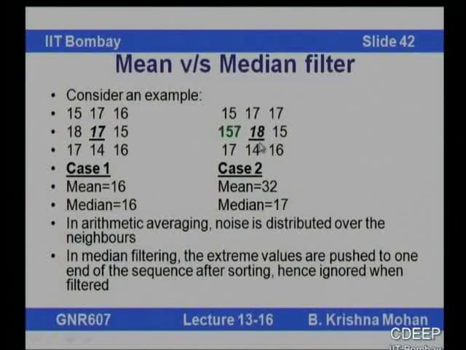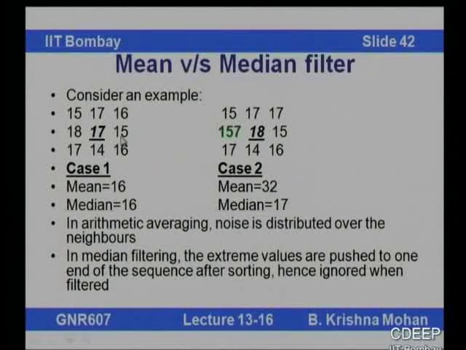Is it clear why median filter can be an advantage? Okay. So, there are situations when median filter can be a very good substitute for mean filter. So, basically during the sorting process, the pixel which is noise gets moved to, suppose all these are very bright and this is a very small value like 10 or something, then this goes to the left extreme. Again, the median value does not get affected. Extreme values are pushed to one end of the sequence after sorting, hence ignored when you select the median. Okay. Likewise, you could have chosen the mode filter. What do you get? 17. So, instead of 18, you choose 17 as the output.